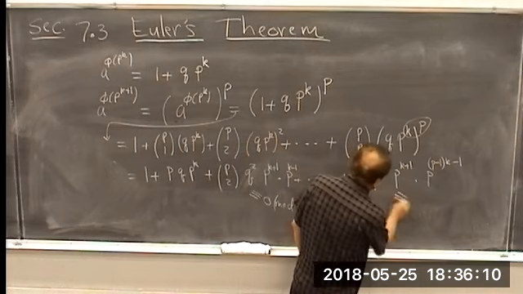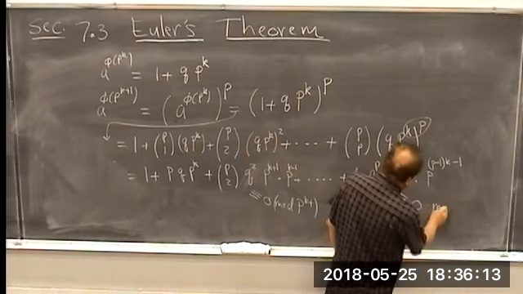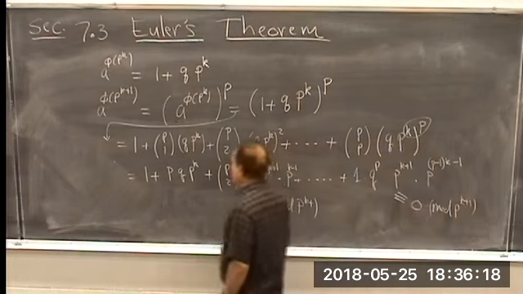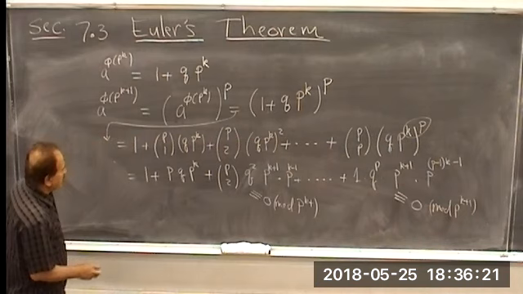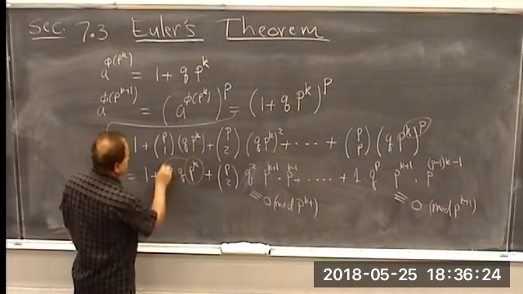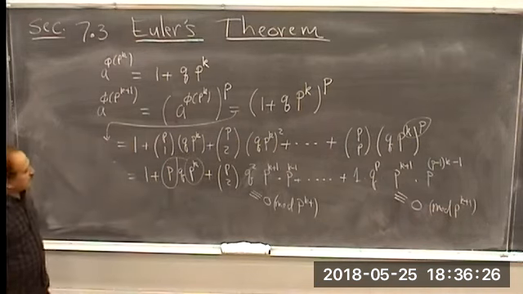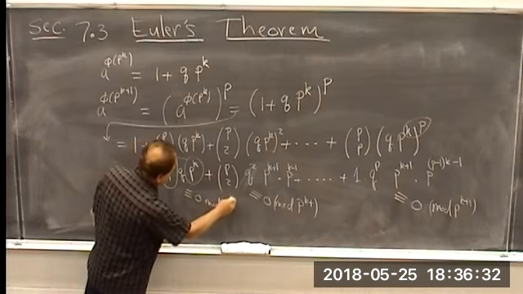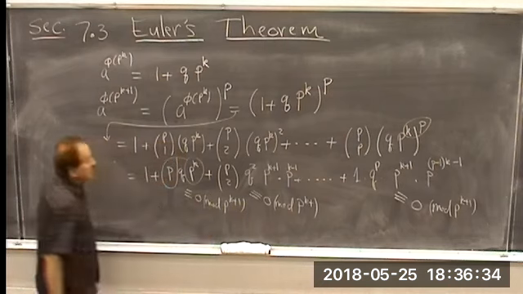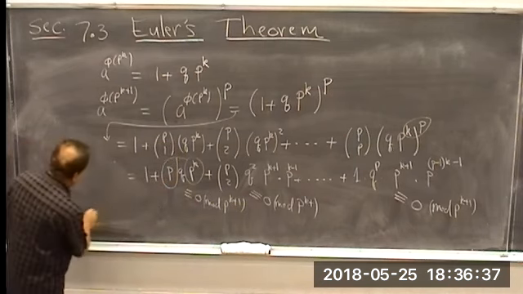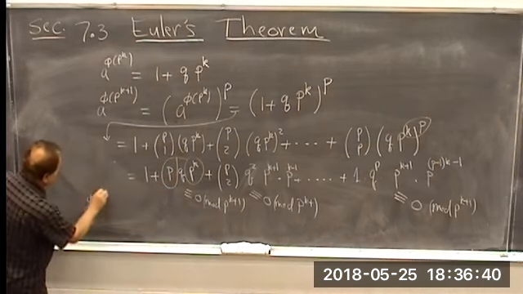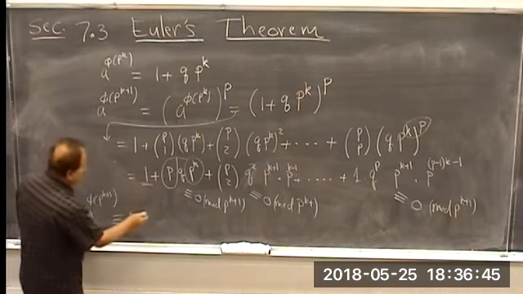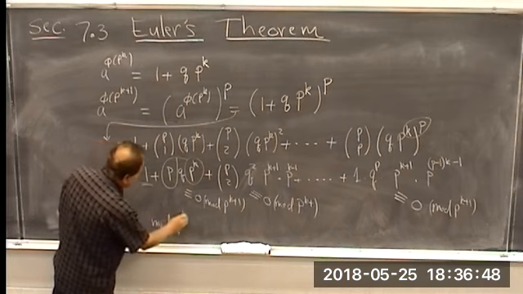And everything else, because it contains that, so this is 0 mod p to the k plus 1. So all cancel out, and then we end up with, and also this has a p to the k plus 1, so also this is congruent to 0 mod p to the k plus 1. So the net result is, we have a to the p^(k+1) is congruent to 1, which is this one, mod p to the k plus 1.